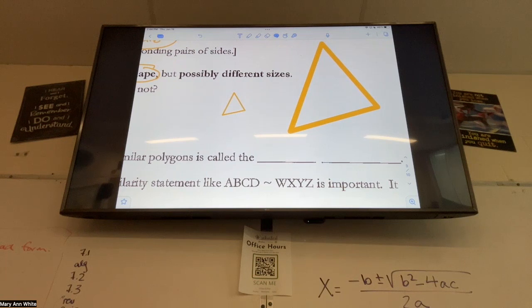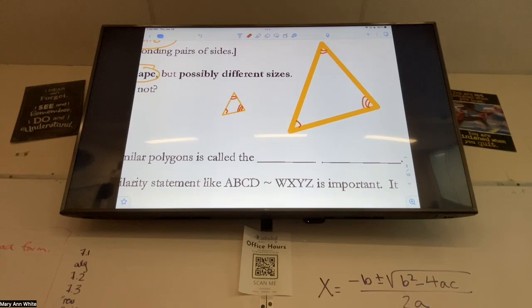Now, I know all my angles are the same. That angle is congruent to that angle. These angles are congruent to each other. And then these angles are also congruent to each other. Are their sides the same? No. That one is definitely a scale bigger than the other one.